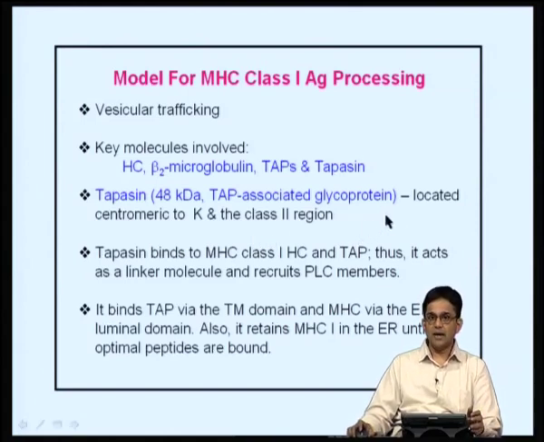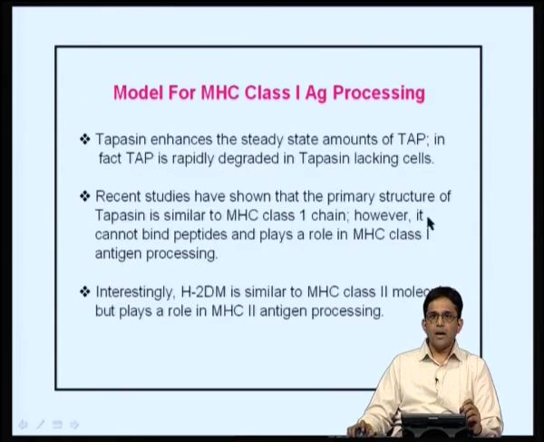Tapasin binds to MHC class 1 heavy chain and TAP, so that is why I said it is a linker. It binds to TAP via the transmembrane domain and to MHC via the ER luminal domain. It retains MHC class 1 in the ER until optimal peptides are bound. Tapasin enhances the steady state amounts of TAP, so the TAP amounts are increased in the presence of tapasin. Tapasin is sort of similar to MHC class 1, but it cannot bind to peptides. H2DM is also somewhat similar to the MHC class 2 molecules, but again it cannot function as MHC class 2.